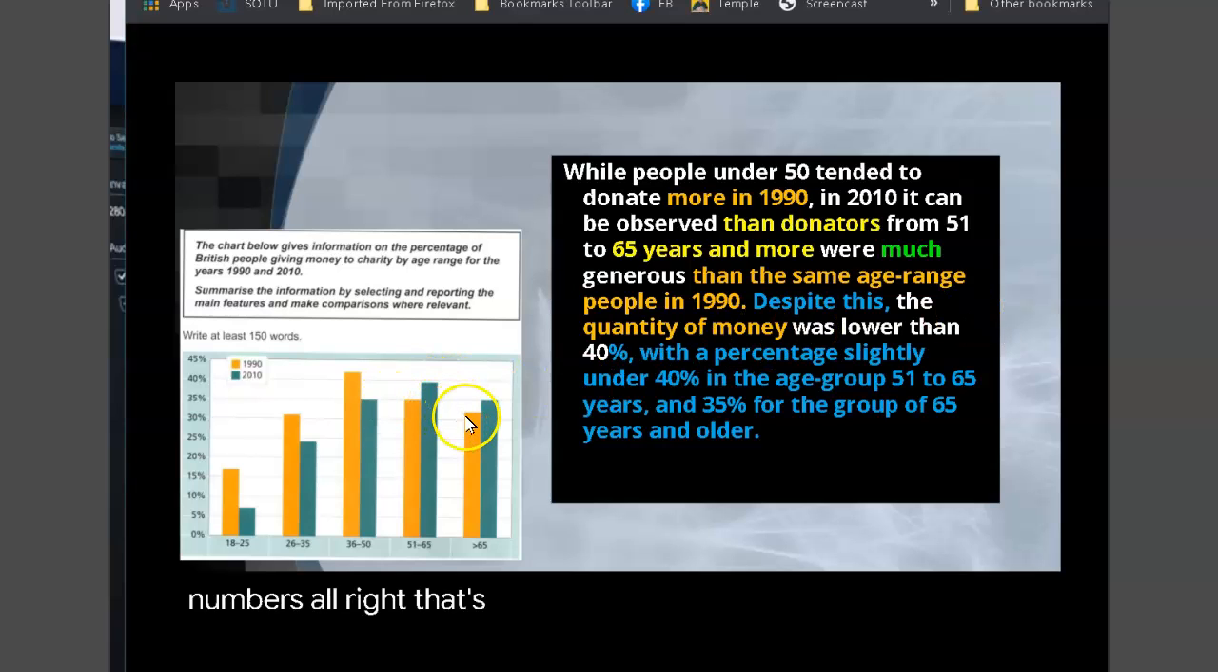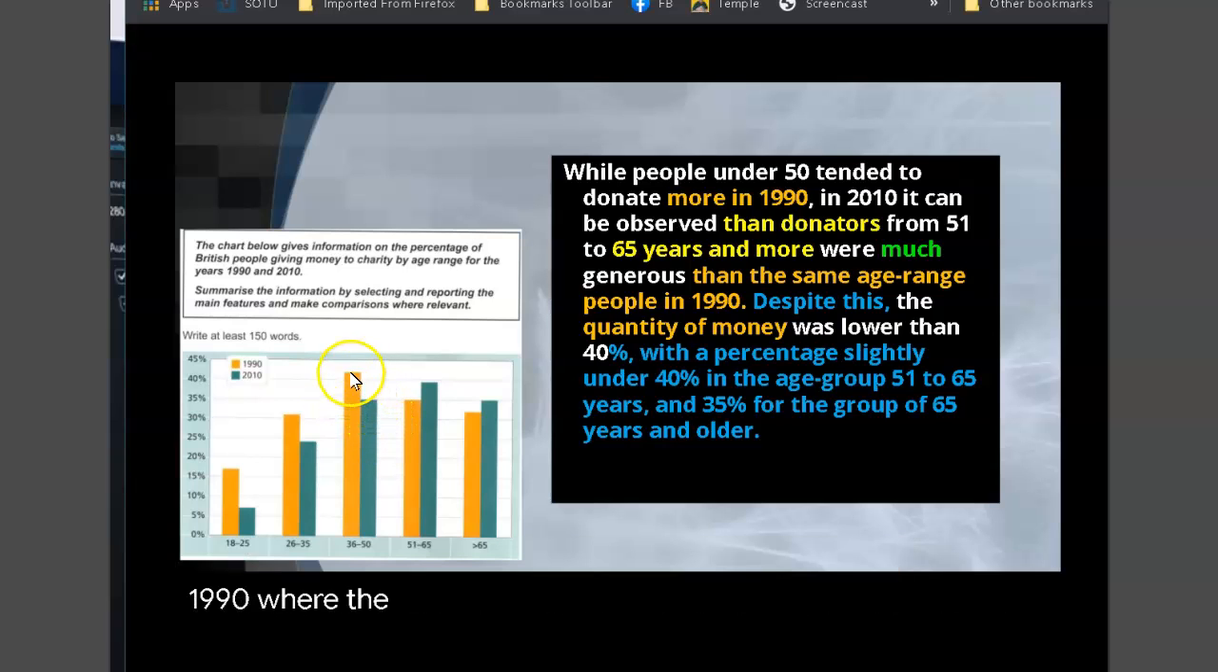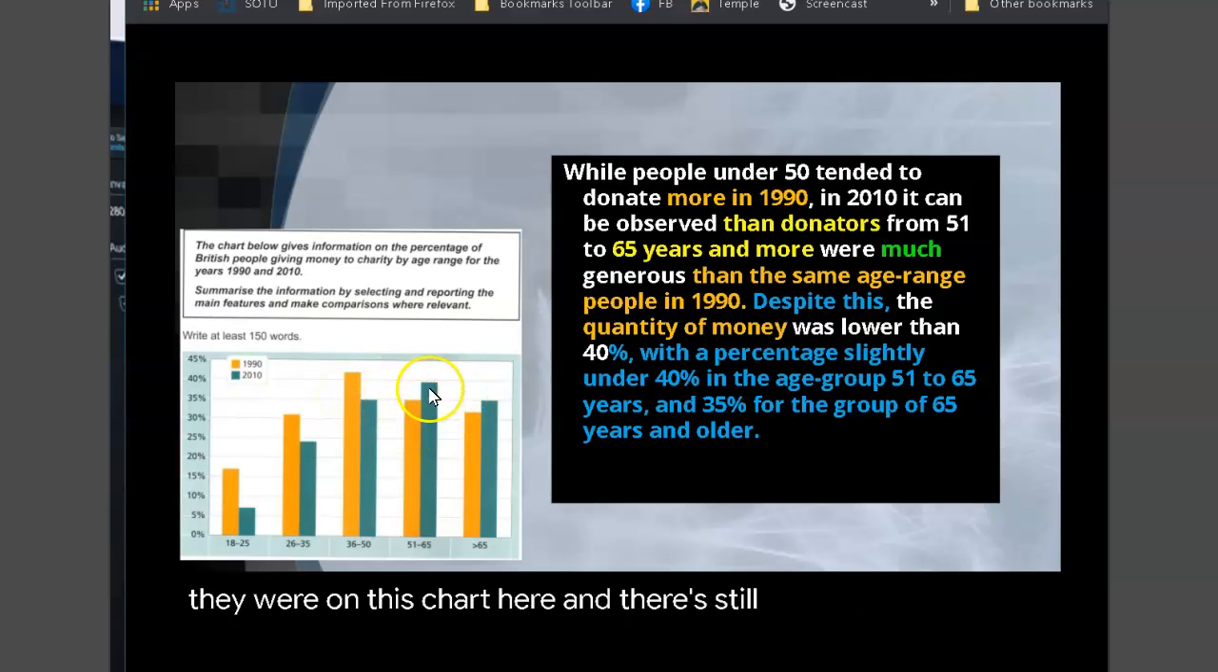All right. I'd say about 32 to 35% of people, not money, but here we have 35 to 40%. So 5% more people out of 100%. Is this much more generous? No. In fact, they're the same people, right? These people in 1990 were the most generous. Yay. Well, 20 years later, guess where they were on this chart? Here. And they're still the most generous. So if anybody would have observed that, I would give them a 9, because that's an uber analysis. They're the same people.